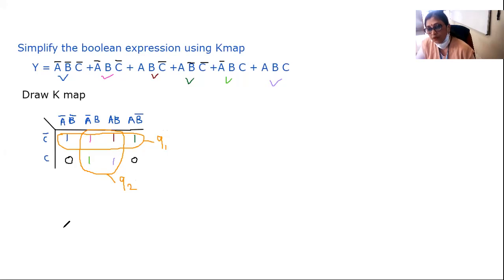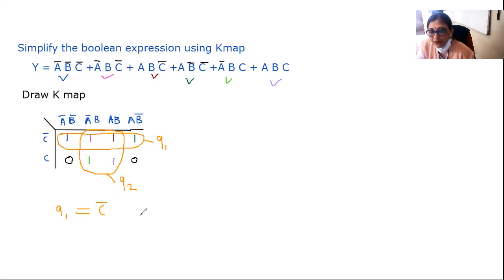Okay. Now, let us write the expression for quad number 1. So if you see quad number 1, the variable C bar remains constant, whereas A bar and B bar change their value. A bar becomes A, B bar becomes B. Therefore, both the variables A and B are eliminated or dropped. So what remains is only C bar. So the equation for Q1 is C bar.